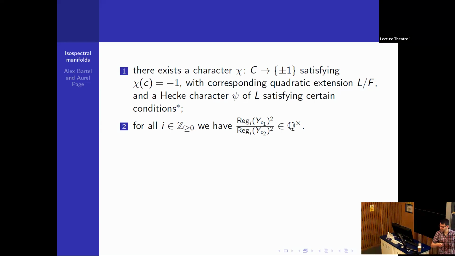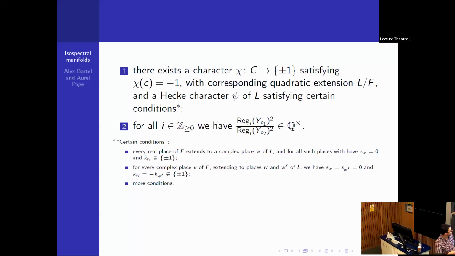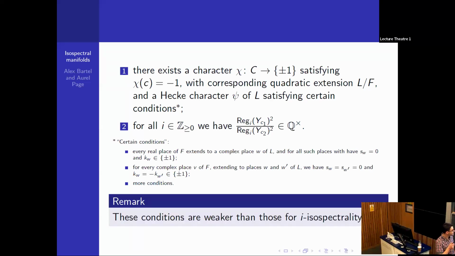Okay, and I know what you're thinking. So first of all, Cheeger-Müller doesn't give you this, so I cannot recycle. You might think I'm cheating. I'm just using the conditions before, but Cheeger-Müller doesn't tell you anything in each degree i by itself. And the conditions, here they are. But again, I'm not expecting you to read them. What I do want to say is these conditions are weaker than those for isospectrality.